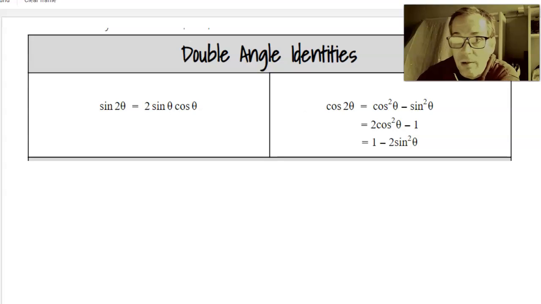They're called double angle identities. The first one says that the sine of twice an angle equals 2 times the sine of that angle times the cosine of that angle. And well, you can read these. The other one says cosine of 2 theta equals cosine squared minus sine squared.